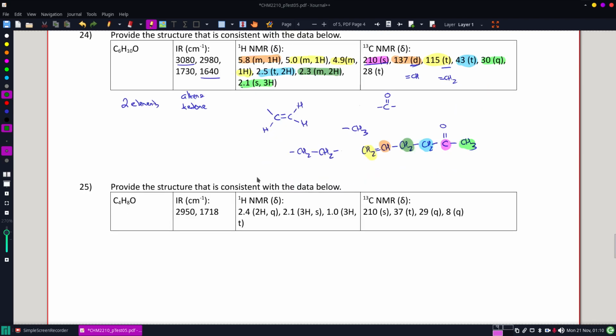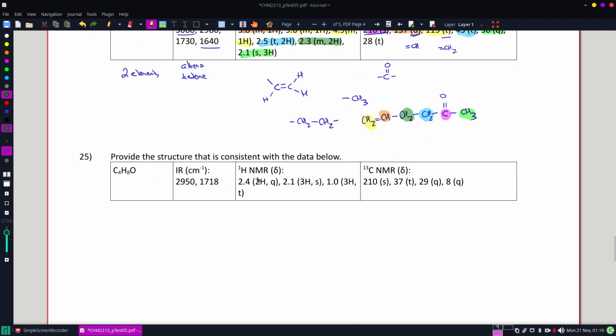Alright, 25. C4H8. So I got 1 element. Yeah. And I don't have an ester. It's got to be a ketone again, because I only have 1 oxygen, I don't have a nitrogen, and I also have a 210S. So that's definitely a ketone.